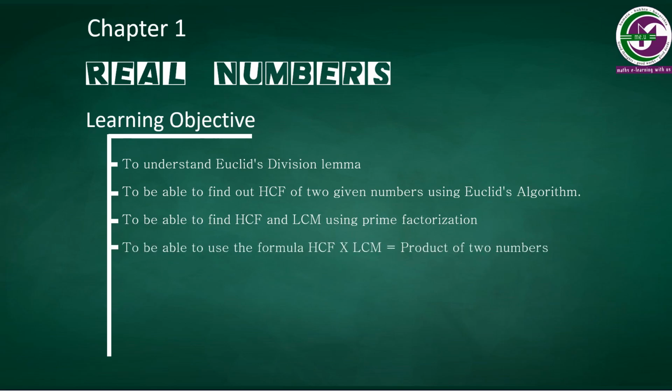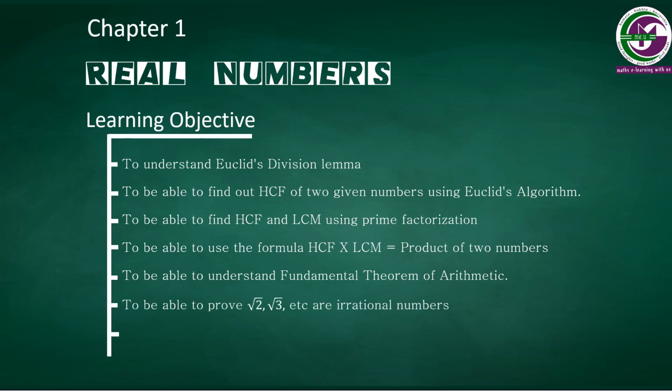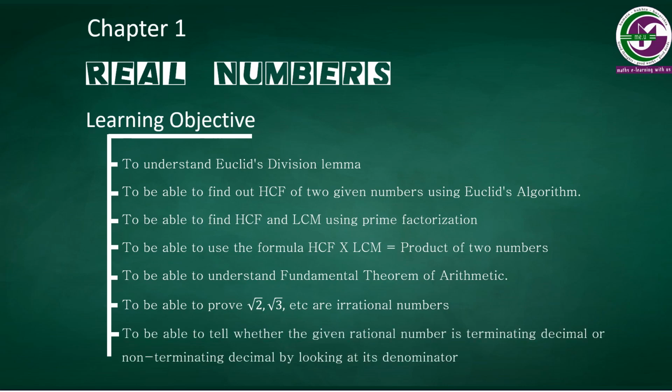to be able to use the formula HCF times LCM equals product of two numbers, to be able to understand the fundamental theorem of arithmetic, to be able to prove that numbers like root 2, root 3, etc. are irrational numbers, to be able to tell whether the given rational number is a terminating decimal or non-terminating decimal by looking at its denominator. This chapter, real numbers, is one of the easiest chapters of class 10 mathematics.